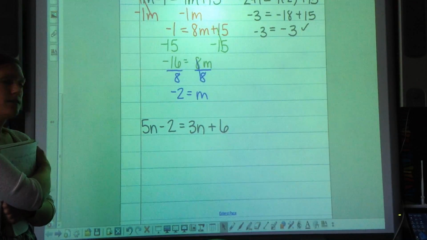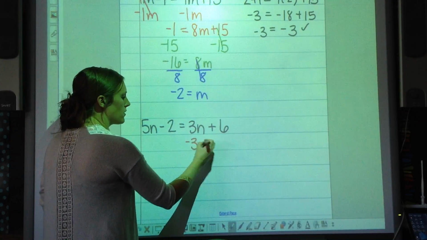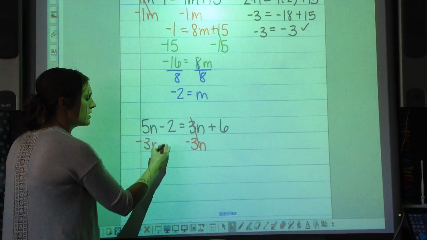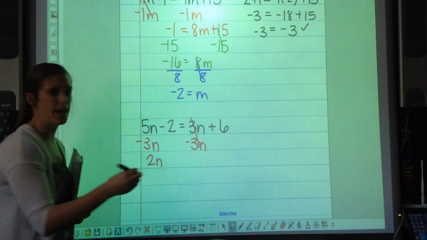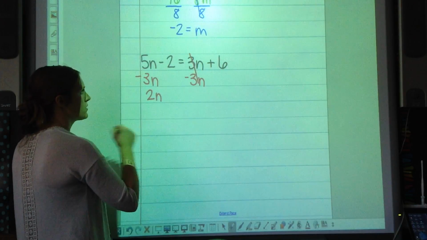When I solve these, I like to get positive answers. So look at what happens if I bring this 3n over. You see that my answer is positive? I like to plan ahead a little bit. You will get the same answer if you bring 5n over here.